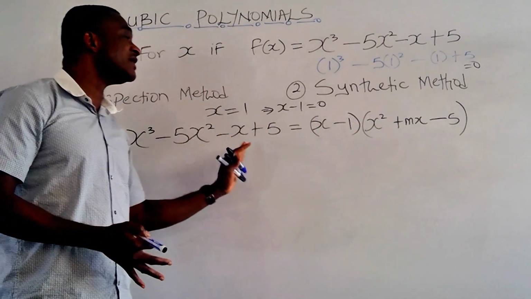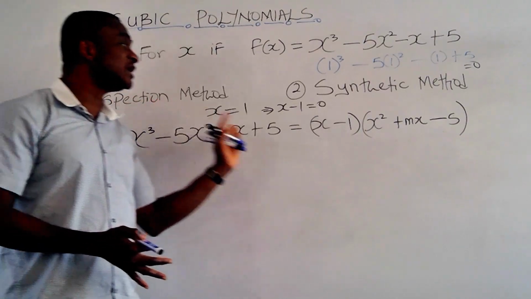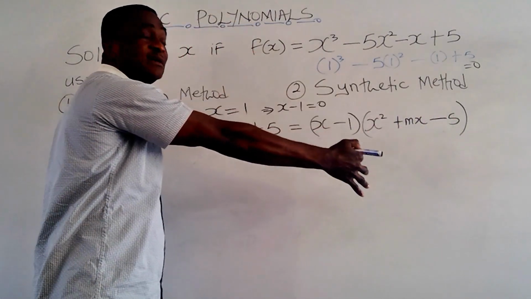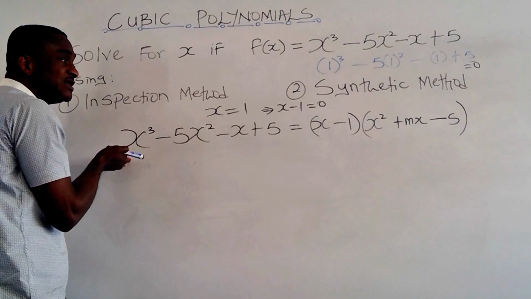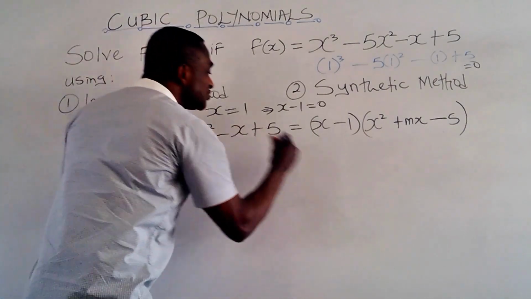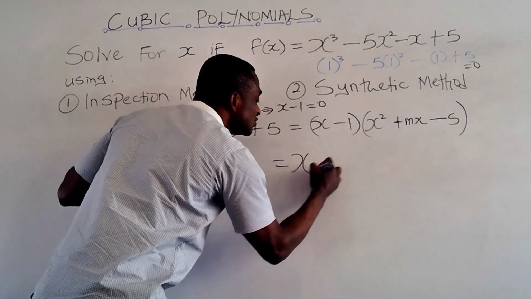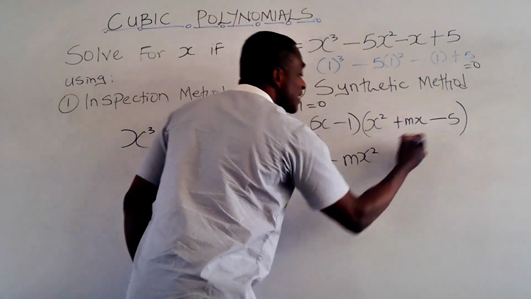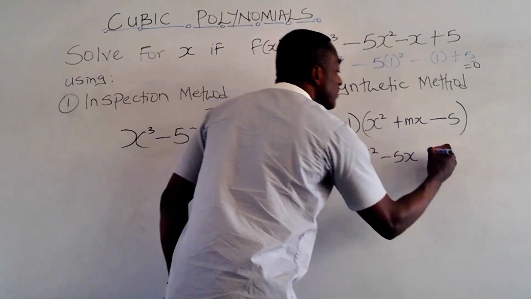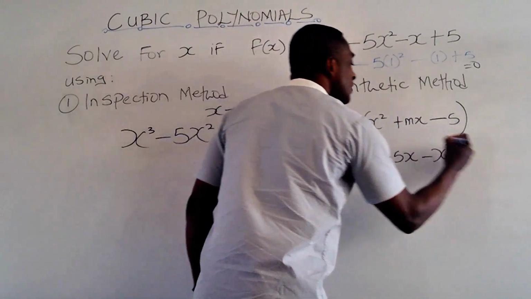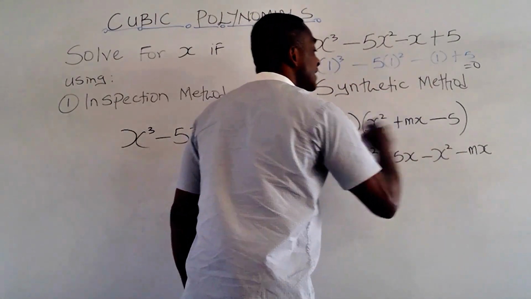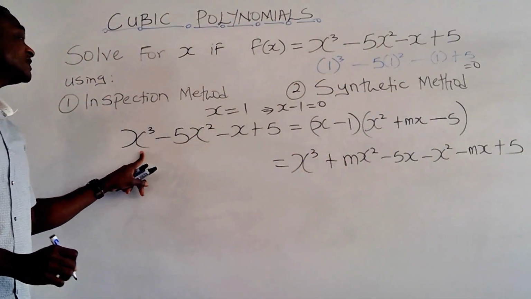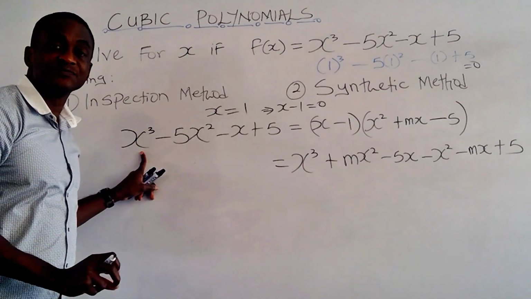When we can't figure it out directly, this is where the inspection method comes in. We multiply the contents on the right hand side to get something that is equivalent to this in the cubic format. So we use distributive. Let's go. This goes into this, will give us x cubed plus nx squared minus 5x minus x squared minus nx and then plus 5. So this is now in the same format as the original expression.